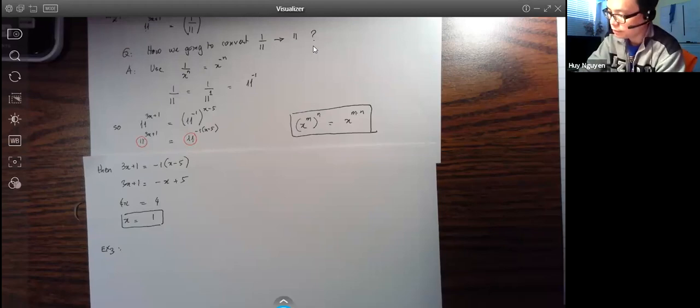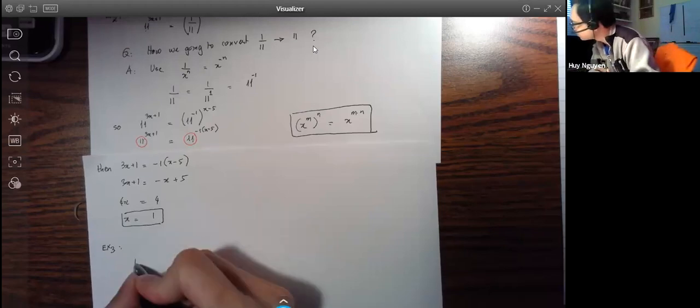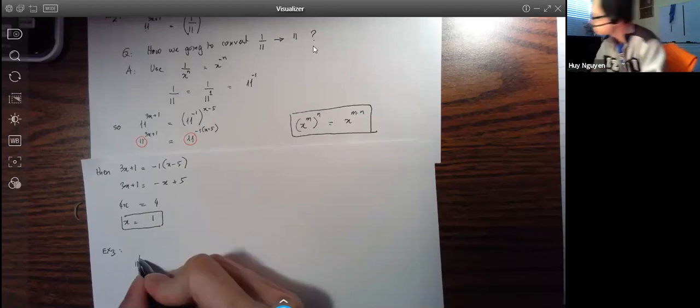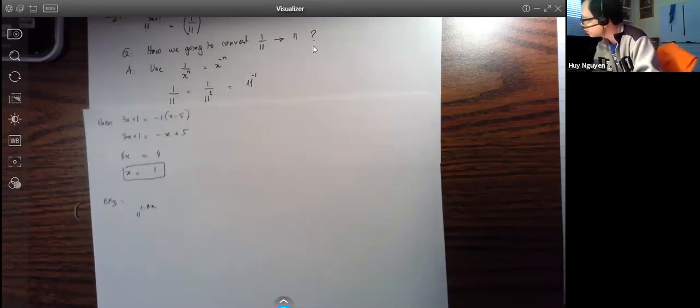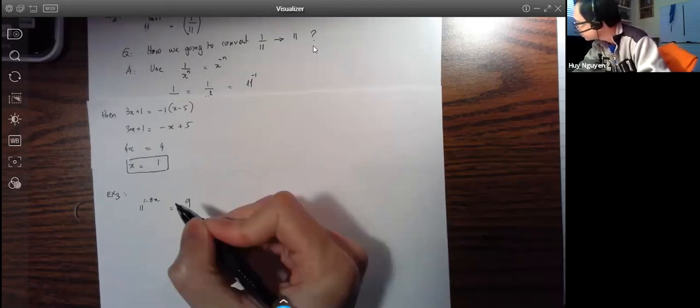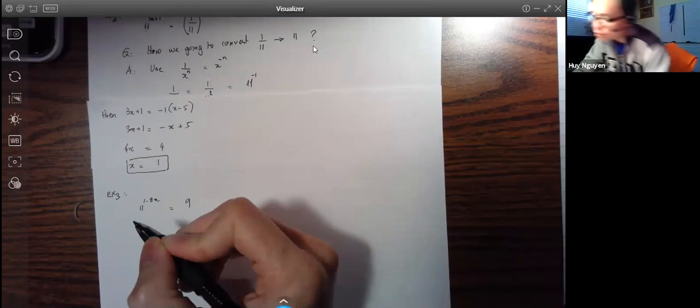Again, 11 raised to the 1 minus 4x equals 9 raised to the 2x plus 3.